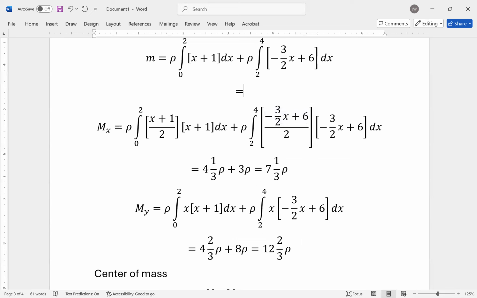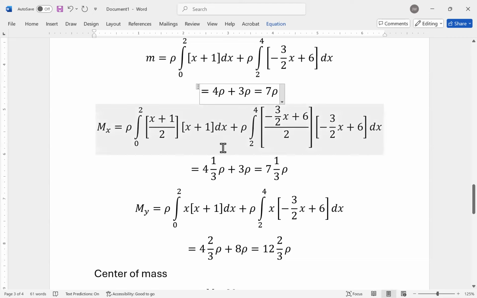For the mass, when I did my first integration there, I got 4 times rho. My second integration gave me 3 times rho. So that's a total of 7 rho.